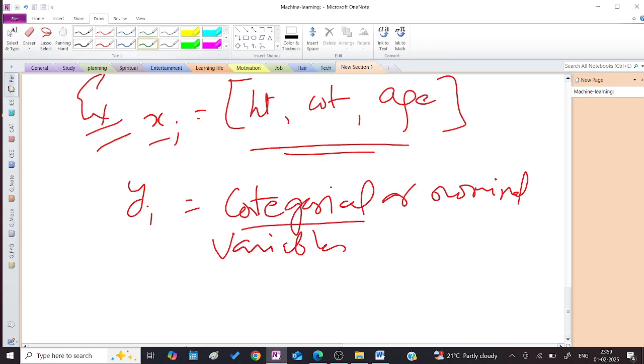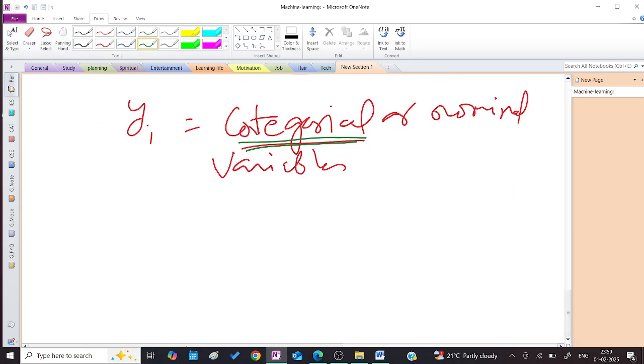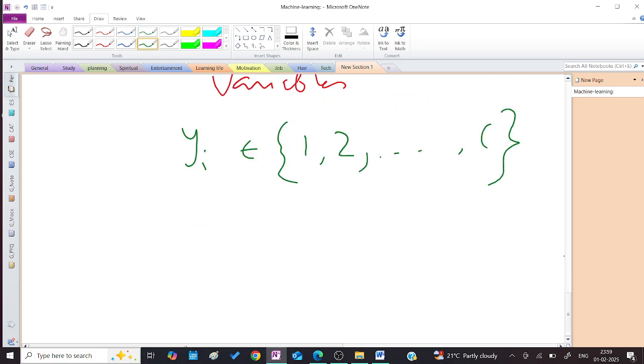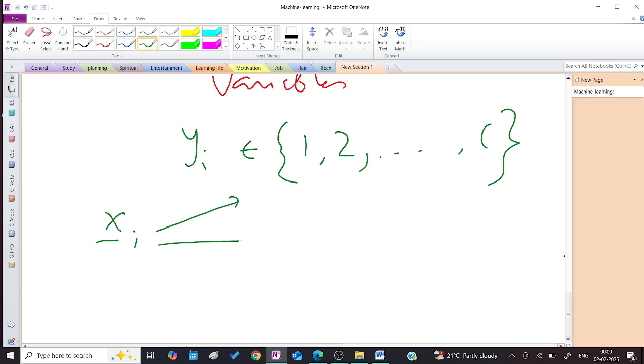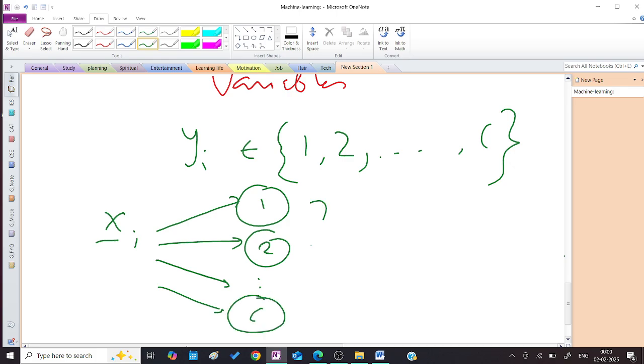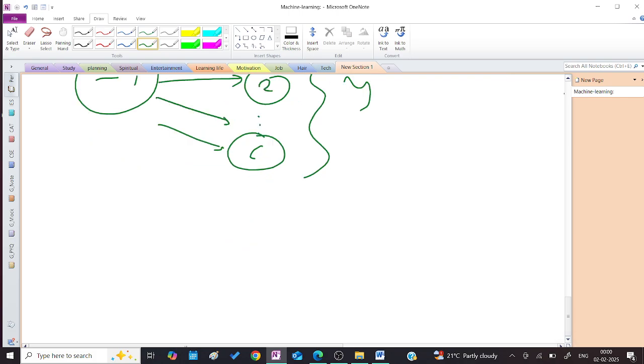Categorical means one of the categories, like y_i can be 1, 2 up to C. So this is our input, and we are mapping it to one of the categories, like class 1 or class 2 or class C. So these are all y, and this is our input. I hope it is clear.